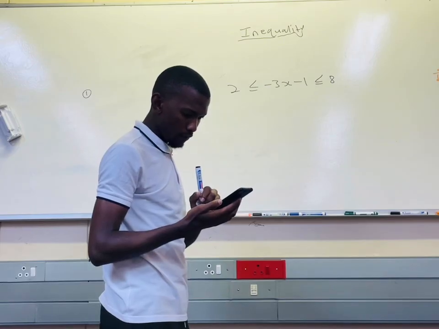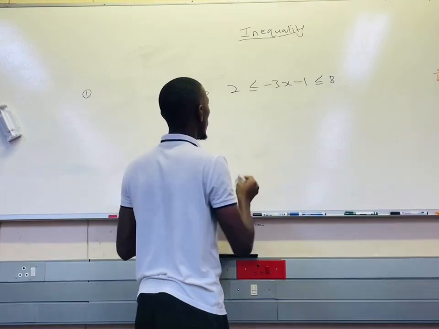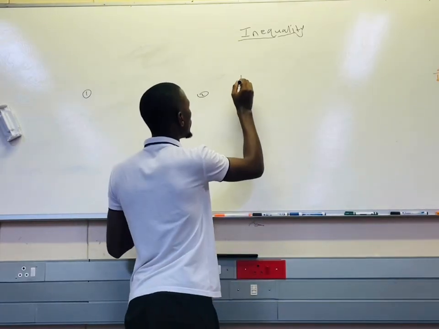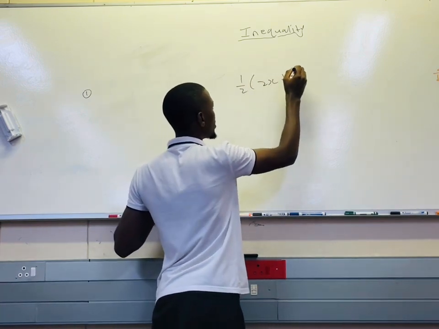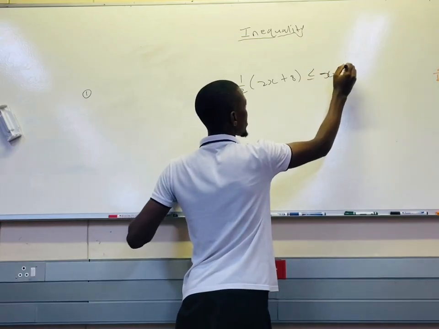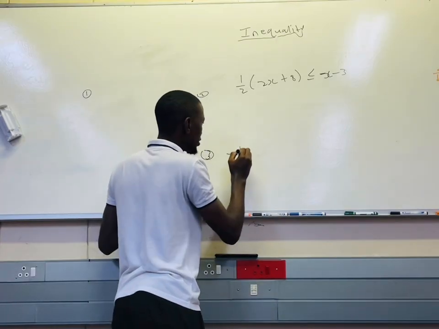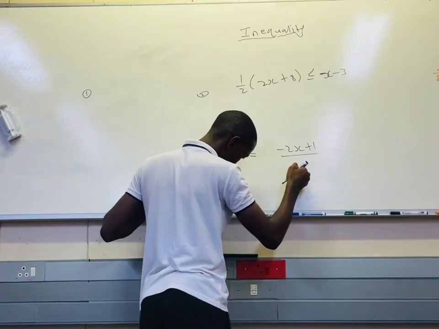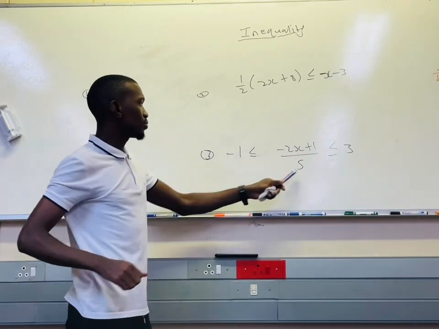What if I have this guy? He is 1/2 into 2x plus 8, close the brackets, less or equals to x minus 3. How do I do this one? The last one is this guy. It's -1 is less or equals to -2x plus 1 divided by 5, which is less or equals to 3. Okay, I'm gonna start with this guy, man.